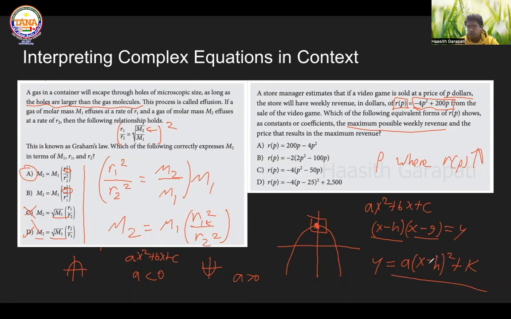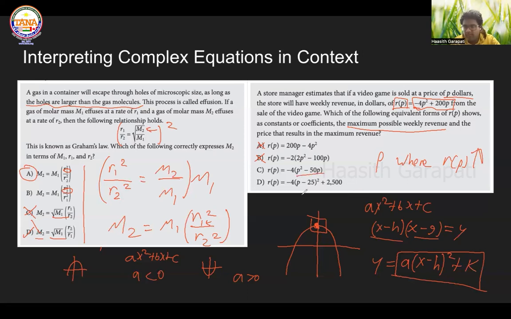This is vertex form, right? So anything written in this form will provide you with the vertex of the quadratic equation. Which of the following is in vertex form? A, that's in standard form, so it's not that. B, they factored it out a little bit, but they didn't factor out the p values, and it just looked kind of unfinished, so B is not going to be the right answer.